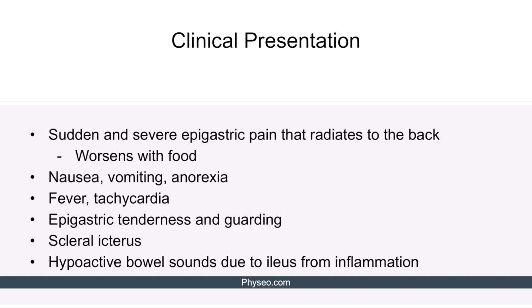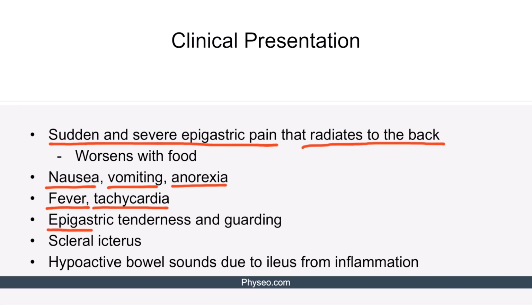Acute pancreatitis will present with sudden and severe epigastric pain that radiates to the back. Many patients describe it as radiating straight through them. The pain also worsens with food intake. It's almost always associated with nausea and vomiting, and patients may completely lose their appetite. It can also be associated with fever and tachycardia.